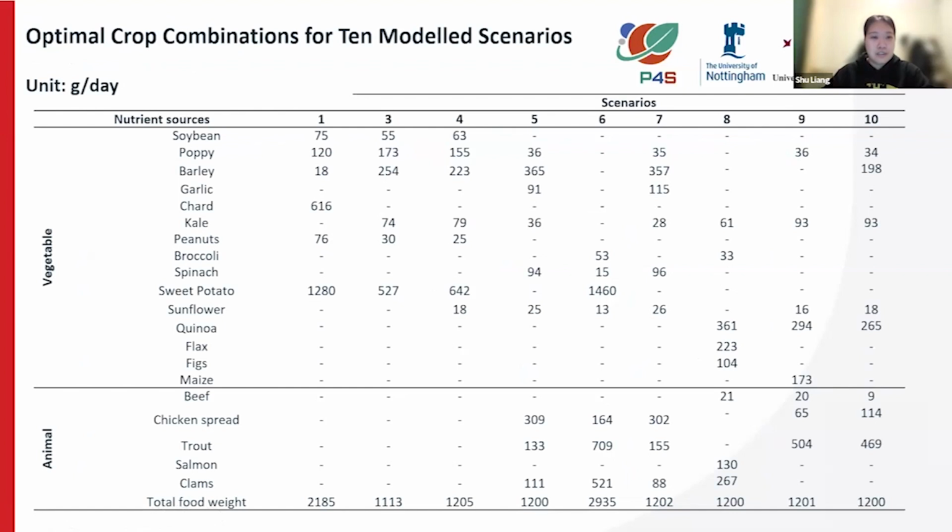And those are the results for each scenario. Scenarios 1, 2 to scenario 4 belong to the vegetarian food, and 5 to 10 add the meat. When we don't consider the food intake, you can see in scenario 1 the total food weight is about 2 kilograms. And the best one is scenario 4. They have different types of crops, and they have the normal food intake.